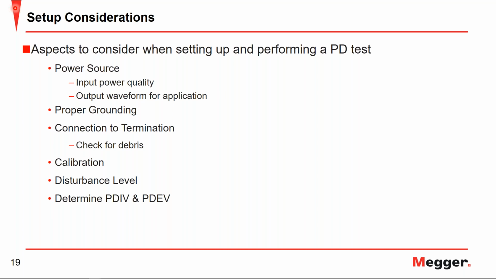And then finally, determining your partial discharge inception voltage and extinction voltages. I'm going to give some quick examples of why that's so important, because these are really, really important when you're doing offline testing. The first is the most ideal example. Your inception voltage, which is the voltage at which partial discharge starts to take place, is found to be above your operating voltage.